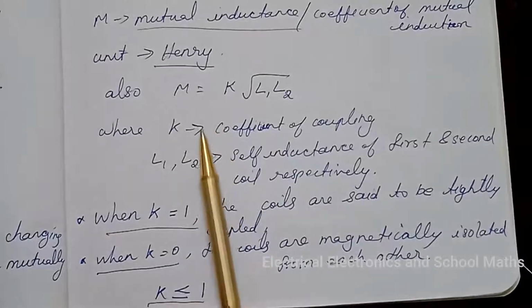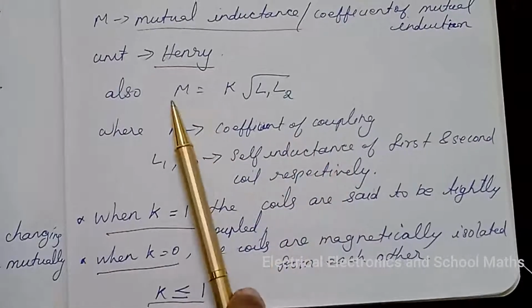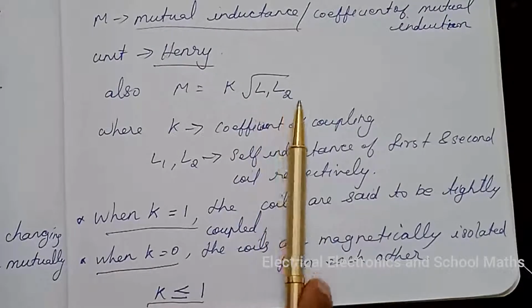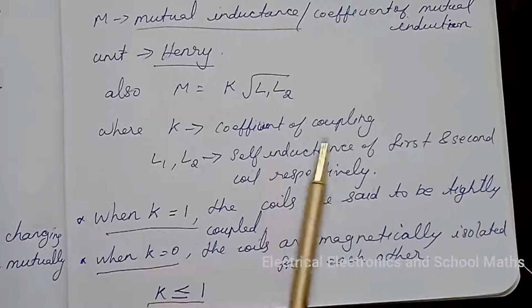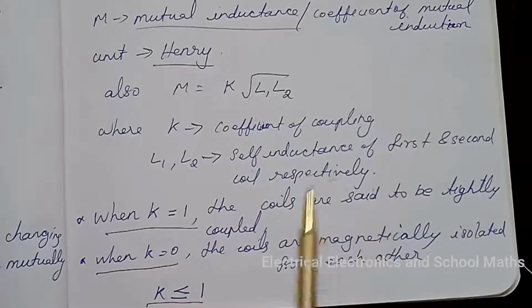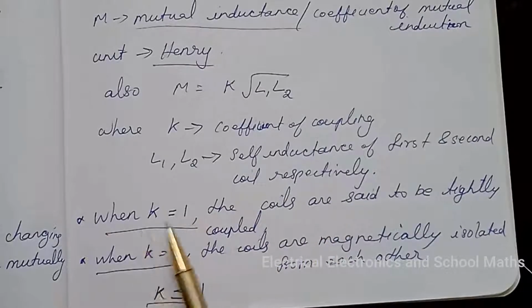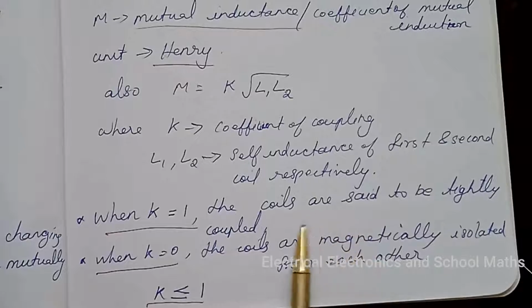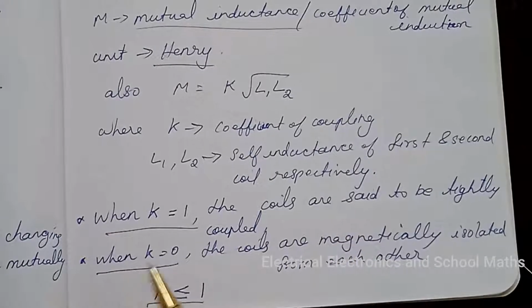Mutual inductance in terms of coefficient of coupling is M is equal to K into root of L1 L2, where K is the coefficient of coupling. L1 and L2 are the self-inductance of first and second coil respectively. When K equal to 1, the coils are said to be tightly coupled, and when K equal to 0, the coils are magnetically isolated from each other. Normally the value of K is less than or equal to 1.